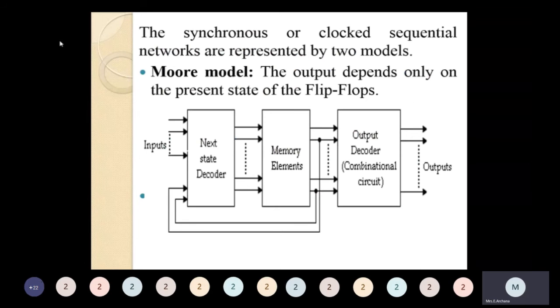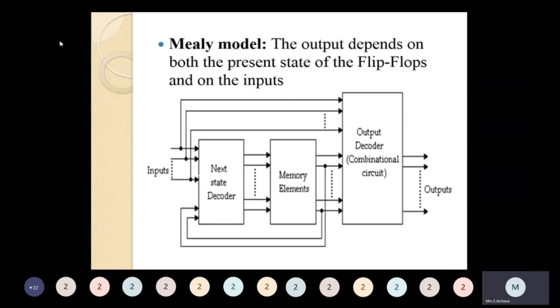logic diagram. The next thing we are going to see is the Moore model and Mealy model. In the Moore model, the output at all times depends on the present state of the flip-flop. In the Mealy model, the output depends both on the present state and also on the input.